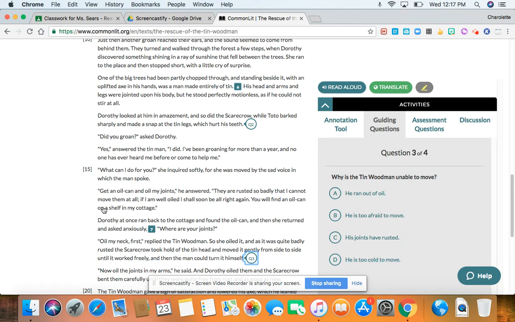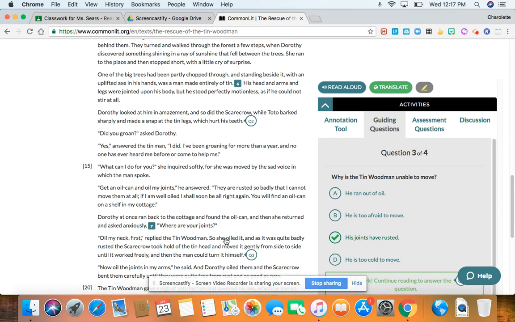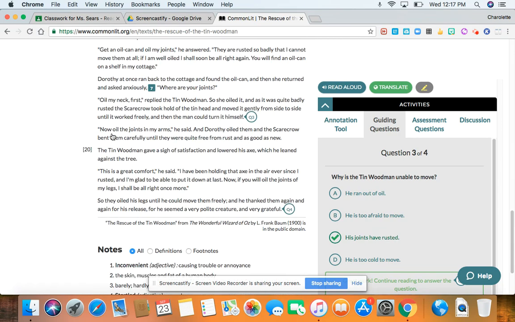You can see here in paragraph 16, he tells her, "Get an oil can, oil my joints. They are rusted so badly." He's unable to move because his joints are rusted. "Now, oil the joints in my arms," he said, and Dorothy oiled them, and the Scarecrow bent them carefully until they were quite free from rust and as good as new.